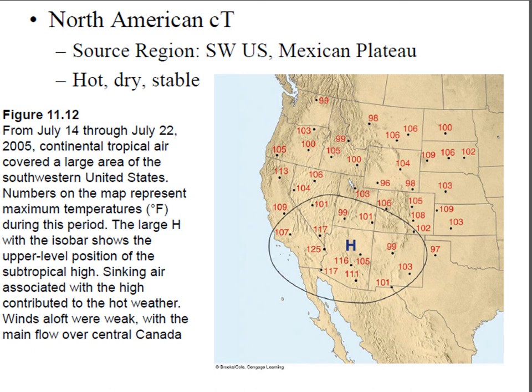Okay, now that we understand the characteristics of these five major air masses, we are in a position to start looking at fronts, which are boundaries between air masses of different temperatures and humidities. And fronts can be associated with exciting weather, such as thunderstorms, showers, different precipitation types.